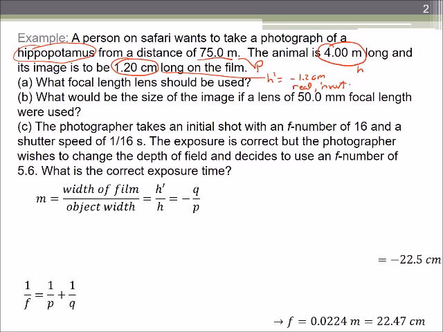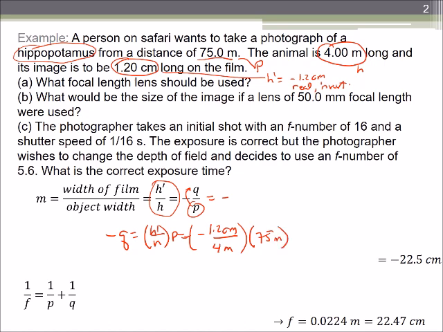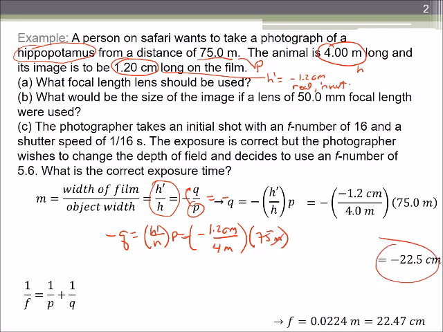safely tucked away for future viewing. We're going to use our magnification equation, with H and H prime, to go from P to Q. Solving for Q gives us negative Q is equal to H prime over H times P, and we are given all those values. Put a negative sign up front: negative 1.2 centimeters over 4 meters times 75 meters, all given in the problem. And we get negative 22.5 centimeters, noting that these meters cancel, and I'm left with centimeters.